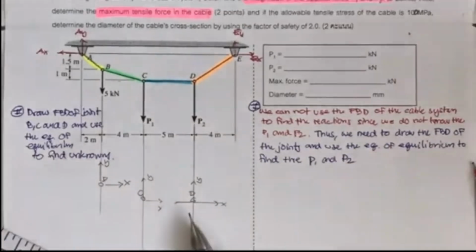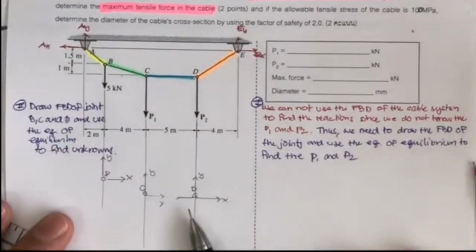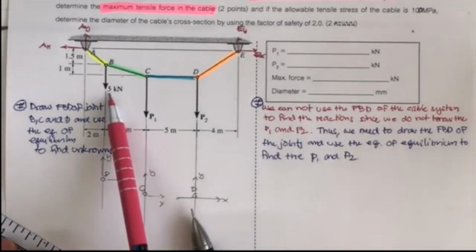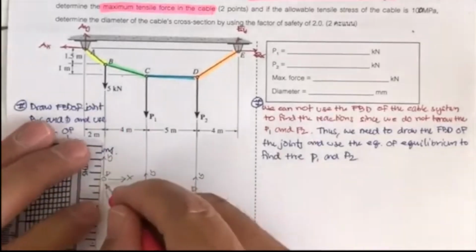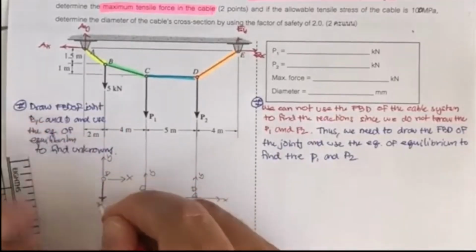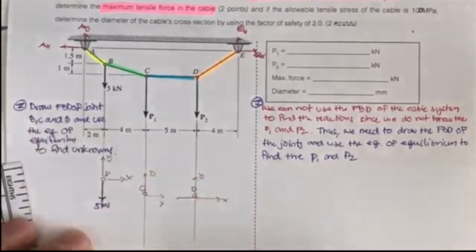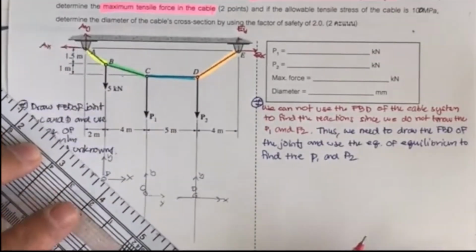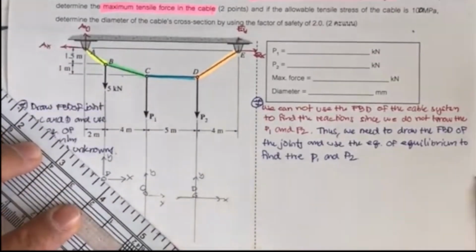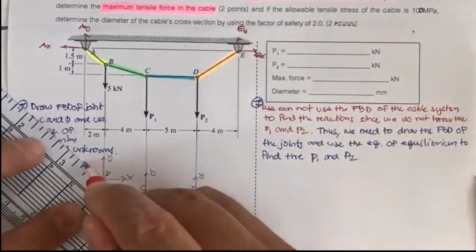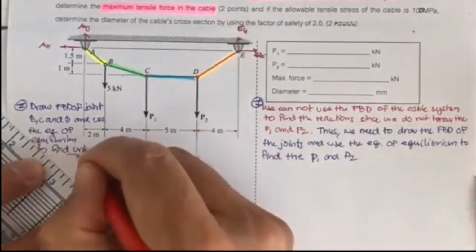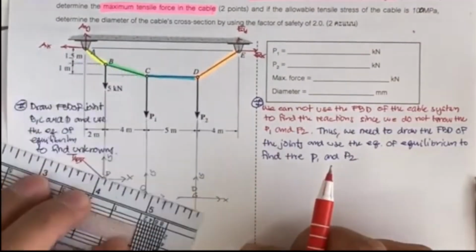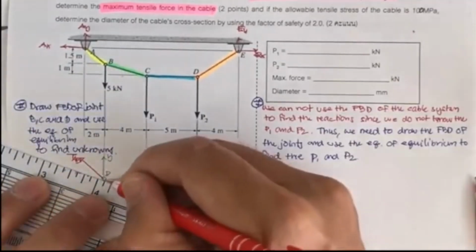We have three choices. Which one is going to be the first to consider? Usually, since we know the force here, we start with this joint. We start at joint B because we know this is 5 kilonewtons. Due to the 5 kilonewtons, we are going to have this force in the cable AB. Let's call it T sub AB. And we are also going to have this force, which is in BC.